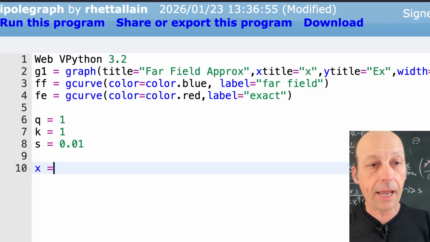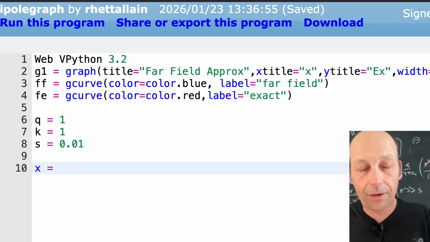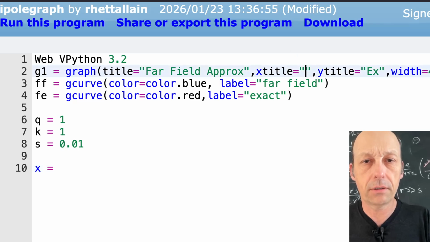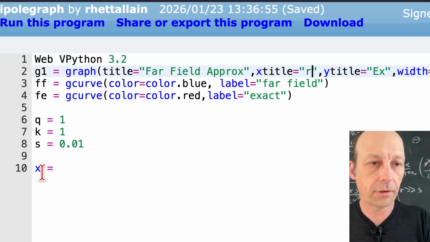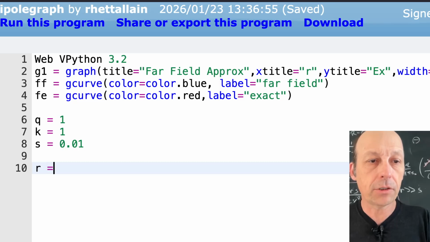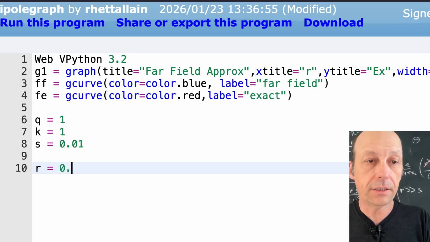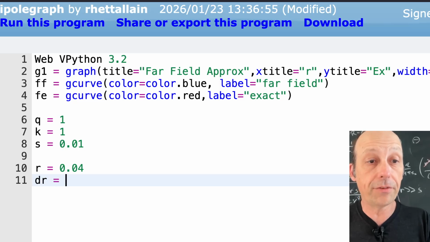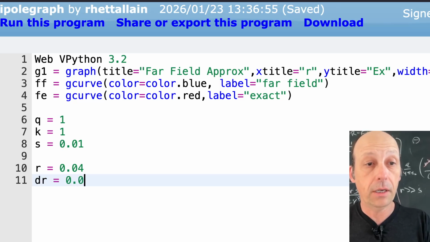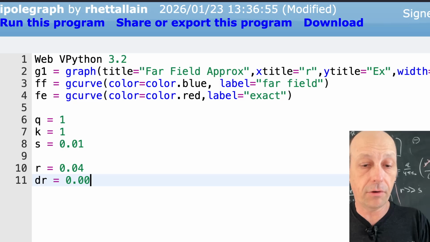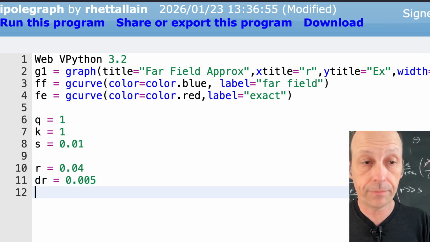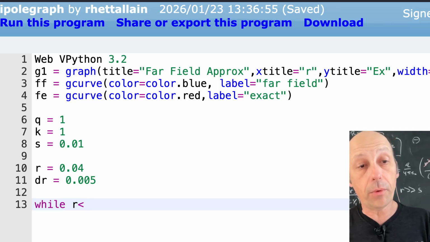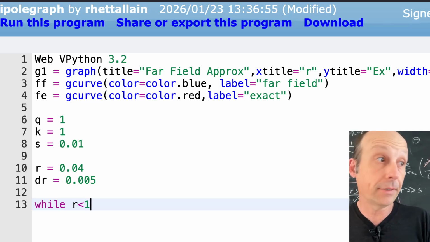I'm going to say x is where I'm starting. I'm going in the x direction, so I'm going to call it x. Let's call this r. So r is, let's say, 0.04. I want to start outside there. dr is how big of a step I'm going to take. Let's say that's 0.05. I'm just picking something, I don't really know. While r is less than, how far do I want to go? Let's go up to 1. Let's just see what happens.